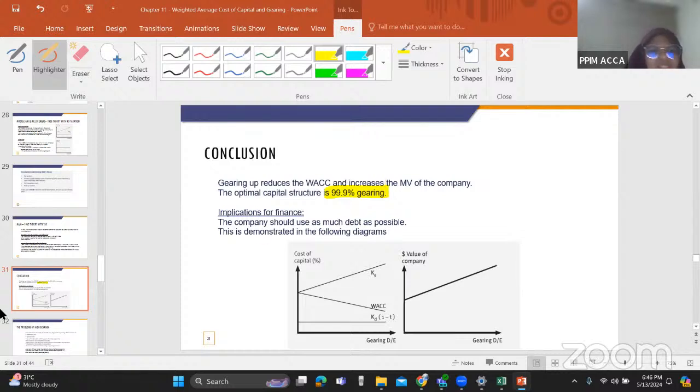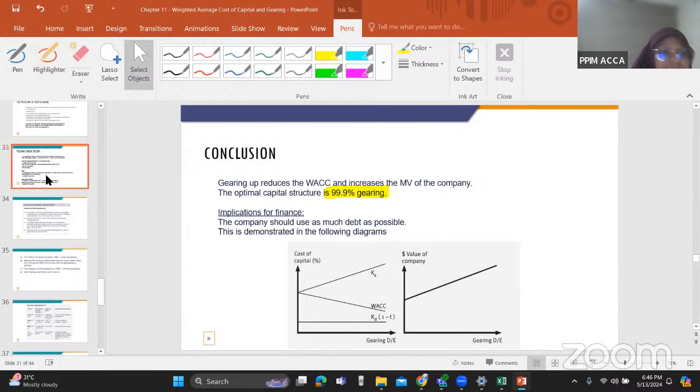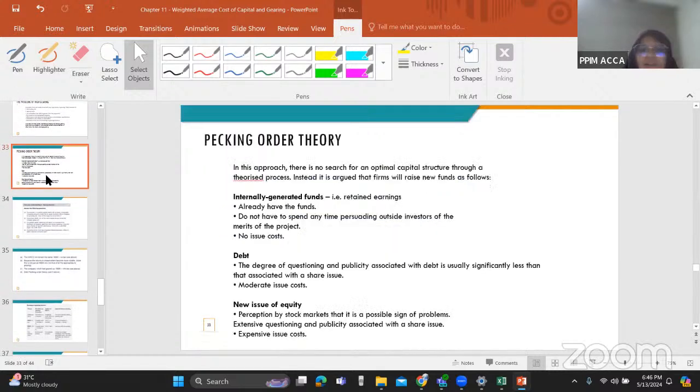Okay, they can ask you to explain any of them with about 5-6 marks, and actually when you see that, you should be happy because it's an area where everything is already given in whatever material you're using to learn. Okay. Then there is a last theory called the pecking order theory.